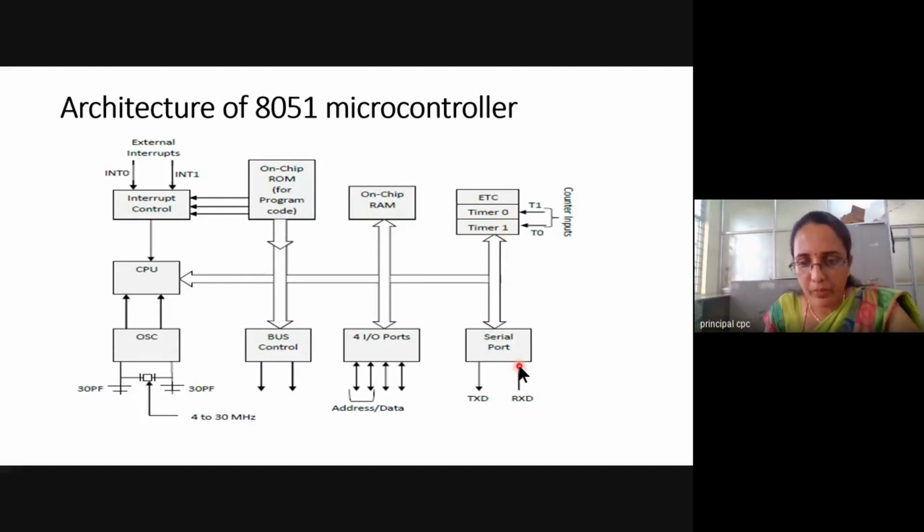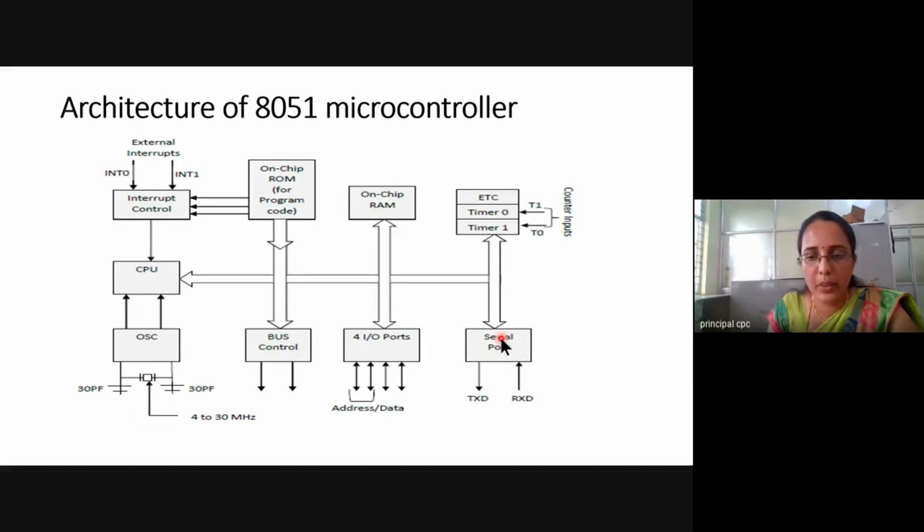Next, the serial port. You have a full duplex UART. Full duplex means you can send and receive data serially. Serially means one by one, bit by bit communication, and UART means universal asynchronous receiver and transmitter. So you have start and stop bits along with your 8 bits.